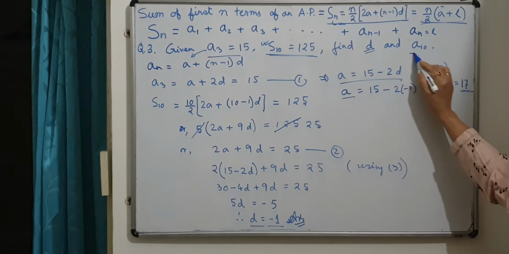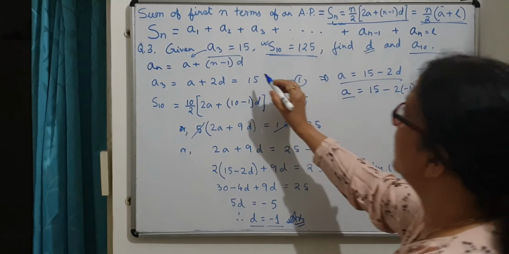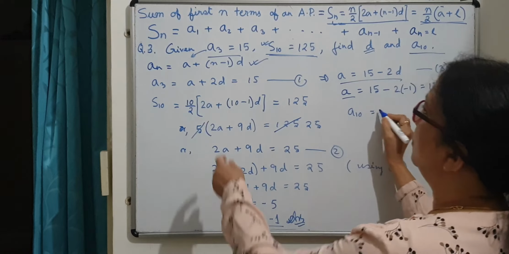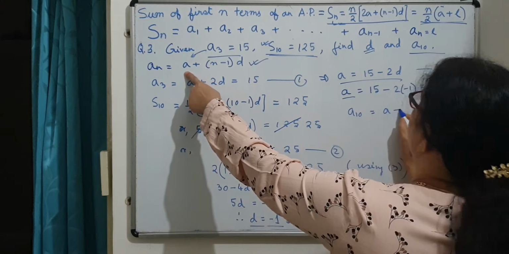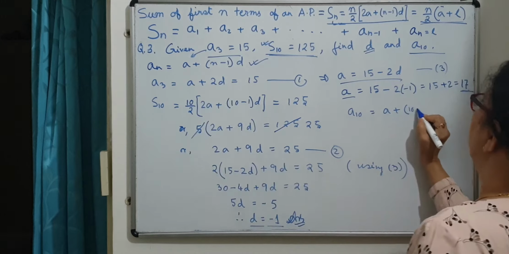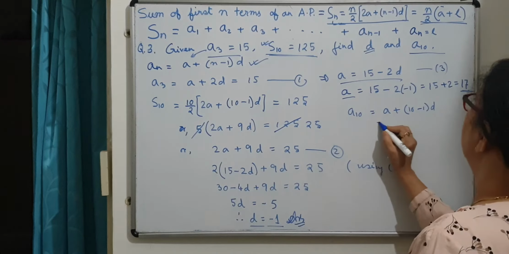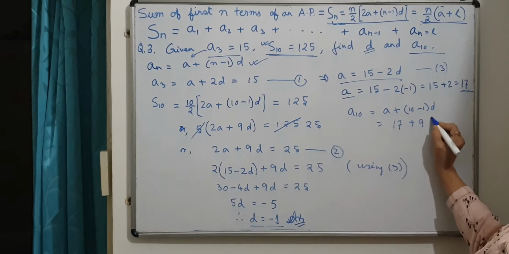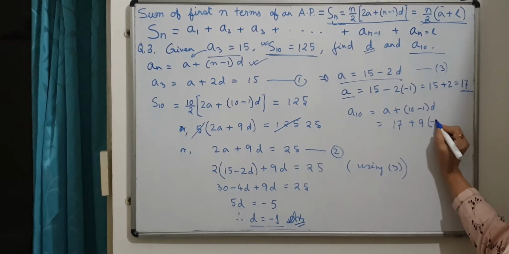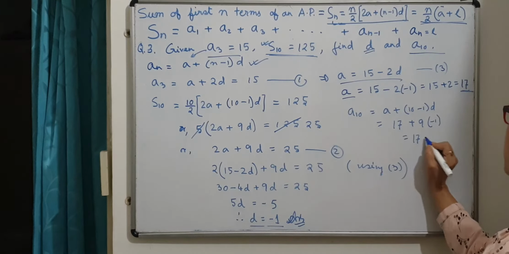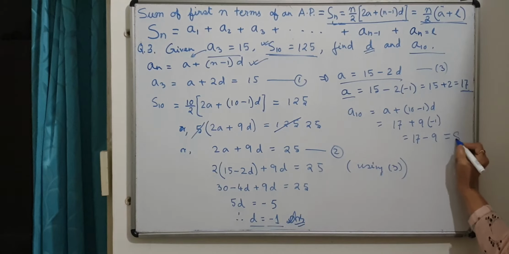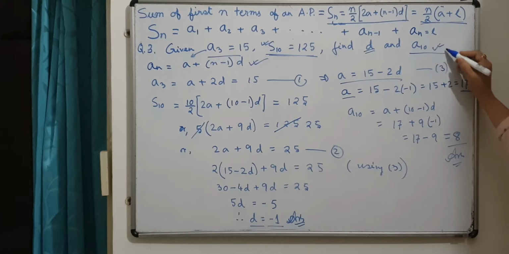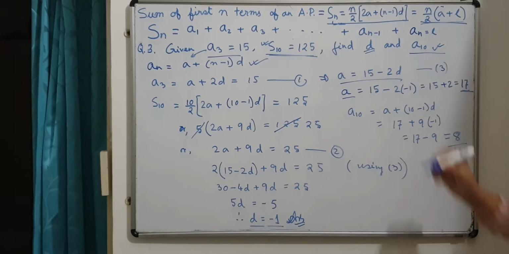Now I have to find A10. So for A10 I will be using this formula. A10 is equal to A plus n minus 1, n is 10, minus 1, into D. That is, A I got to be 17, plus 9 into D, which is minus 1. So 17 minus 9, so that is 8. So that is also the answer. That is, A10 is 8 and D is minus 1.